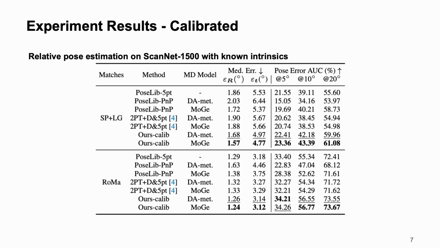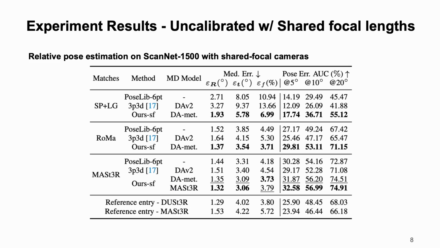We evaluate the relative pose estimation performance on the widely used ScanNet 1500 image pairs with calibrated cameras setting. Our method achieves the best performance over classic point-based methods and previous baselines, using SuperPoint plus LightGlue sparse matchings as well as RoMa dense matchings, and with depth priors predicted by Moge model as well as the Depth Anything metric depth model. Our method improves more over the baselines in the shared focal setting, where we also compare our method with feedforward methods DUSt3R and MASt3R.